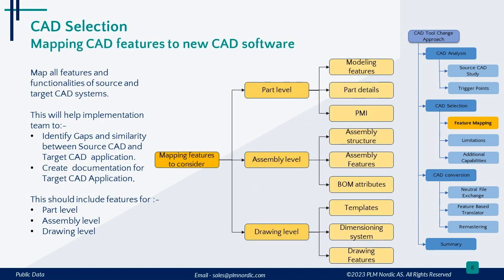Here we will get information about mapping of features and functionalities of source CAD into target CAD system. Mapping CAD features begin with thorough understanding of the new system's capabilities, limitations, software versions, and architecture. It helps to identify gaps and similarities between source CAD and target CAD application, create documentation for target CAD application. This is the schematic diagram of mapping features to consider a new CAD system. It will help different features to be mapped at different levels.